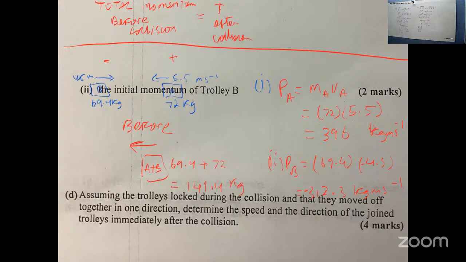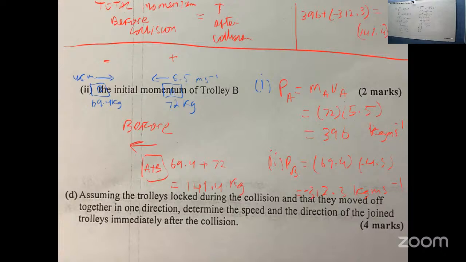Right? Again, some trouble to write there. So before they collide, the momentum was 396 plus minus 312.3. And after they collide, it would have been 141.4 multiplied by V. Okay? So all we have to do now is to make V the subject of the formula.